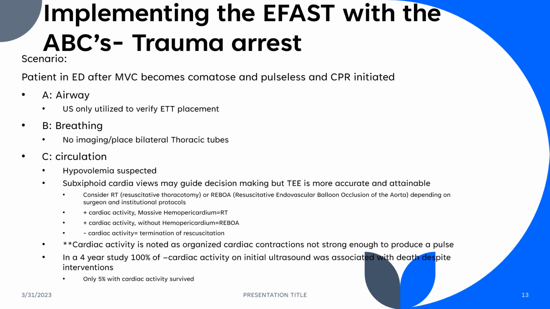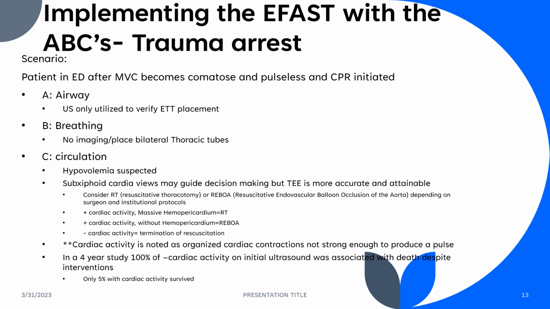excellent help to you. So the first thing you're going to do is start with your ABCs. Evaluate the airway and address any issues here. Obviously, there's an issue if your patient is comatose and pulseless. So our purpose of ultrasound in this area would be just to verify the endotracheal tube placement if desired. Next is breathing. If there is obviously no breathing at this point, they recommend that you don't even start with the Efast exam, that you place bilateral thoracic tubes and move on to circulation.